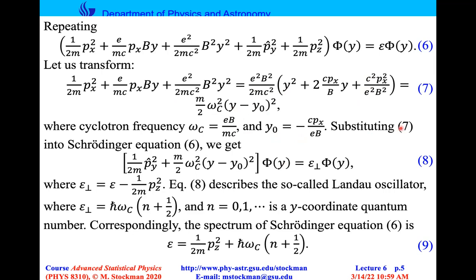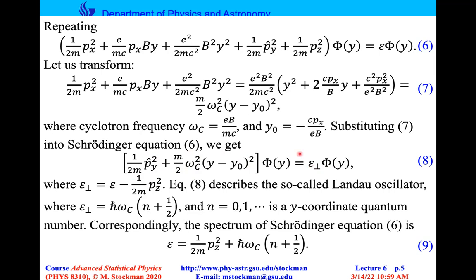Now I will substitute this into the Schrödinger equation. You will get this term without change. It's an operator. It's kinetic energy in the y direction. This term, which I get from the magnetic field, looks like an oscillator potential. It's called the Landau oscillator. Multiplied by phi y is the normal energy times phi y.